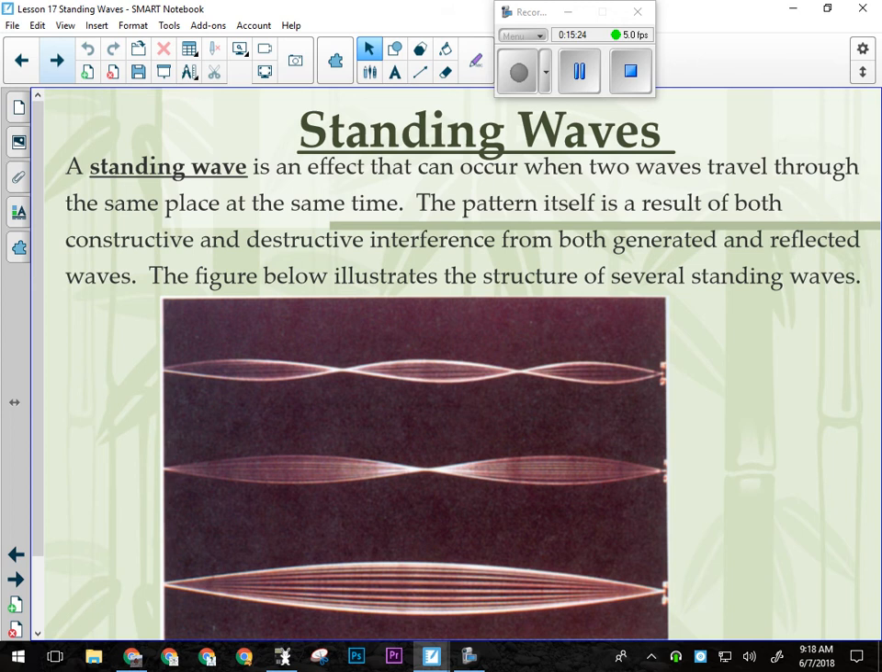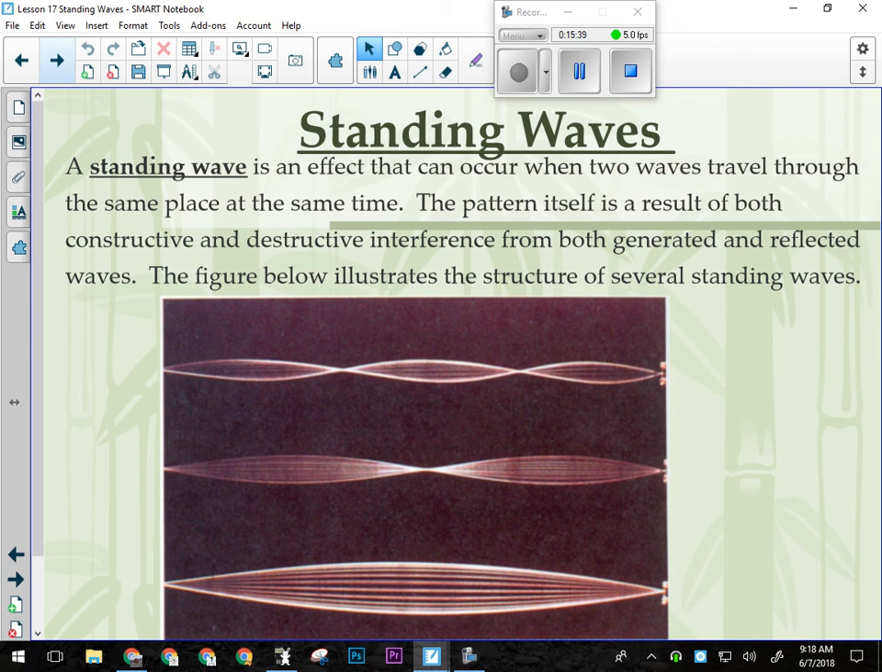All right, so a standing wave, when it's not in a sound wave, so a wave that you can see, occurs when two waves travel through the same place at the same time, two or more waves. The pattern itself is the result of a bunch of interference patterns.